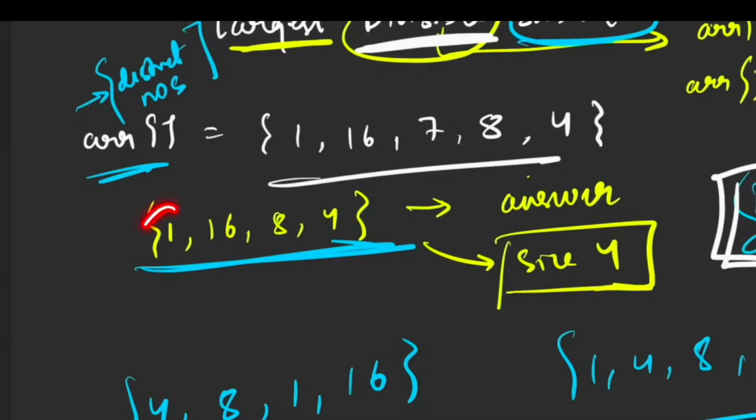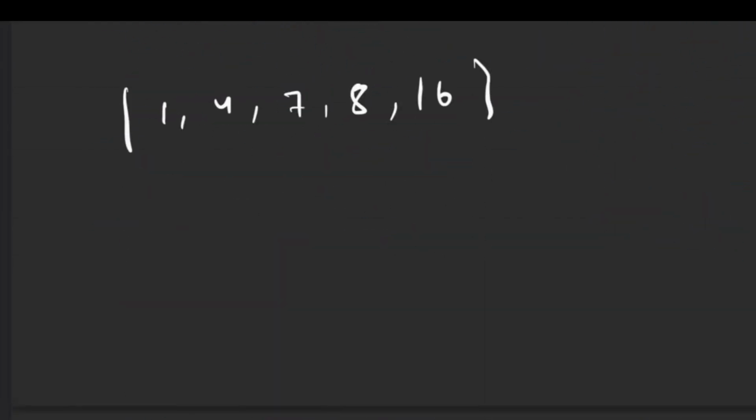Fine. Now, how do you make sure that each of the pairs are divisible? Like, how do you make sure that 1 divides 16, 1 divides 8, 1 divides 4, and then 16 divides 8, 16 divides 4? Can we have a shortcut to it? Now, since I have sorted it, please hear me out properly.